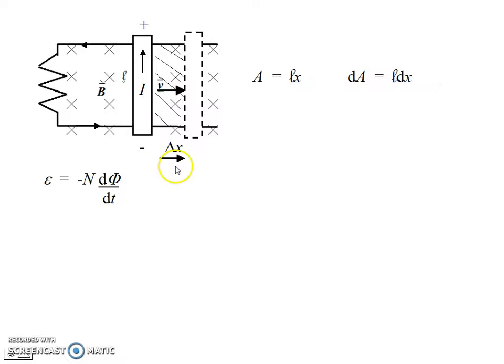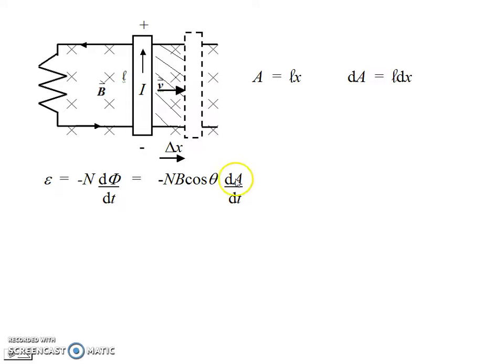Let's write Faraday's law, that EMF equals negative N d phi dt. And whenever I write Faraday's law, I always like to really spell it out by writing that phi is BA cosine theta, and then pulling anything that's constant to the outside. So B is constant, cosine theta is constant. It is the area that is changing with respect to time.